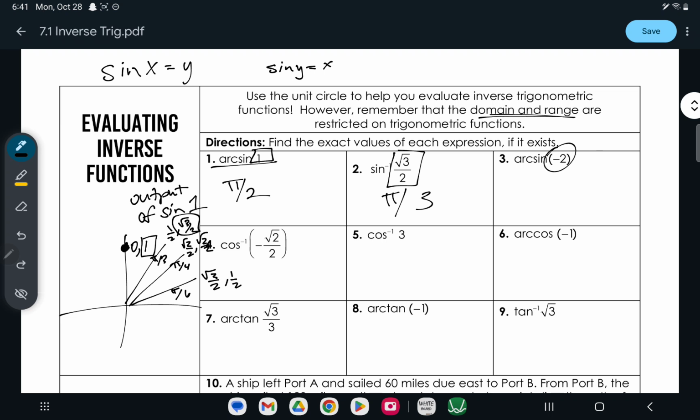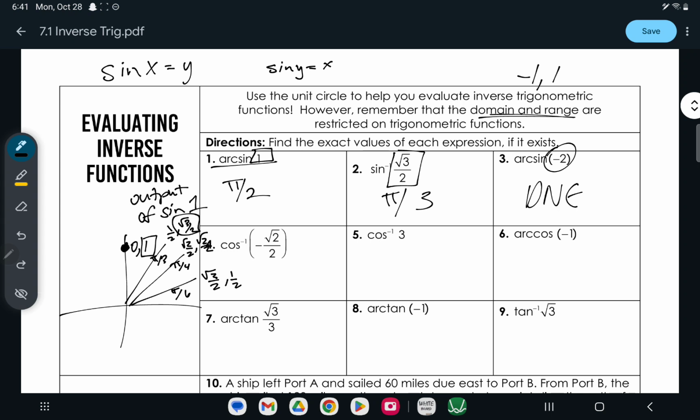Arc sine of -2. Well, I don't have an output of -2 on the unit circle. And my inputs for the inverse are -1 to 1. So it doesn't exist in our domain.